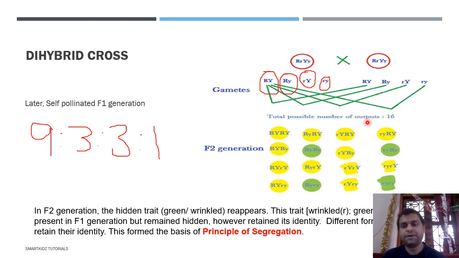So in this dihybrid cross we see that the recessive traits, that is wrinkled as well as green seeds, remained hidden in the F1 generation but were expressed in the F2 generation in varying ratios. The two characteristics, though they were together, retain their own identity. So different forms of traits retain their own identity. This forms the basis of the principle of segregation.